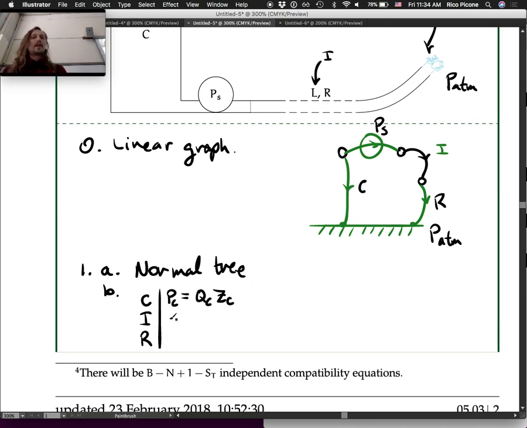Then for our inertance, PL, PI, something, PI equals QI. And then what is it? It's Z what? ZI. Or maybe ZL. Who knows? Bingo.